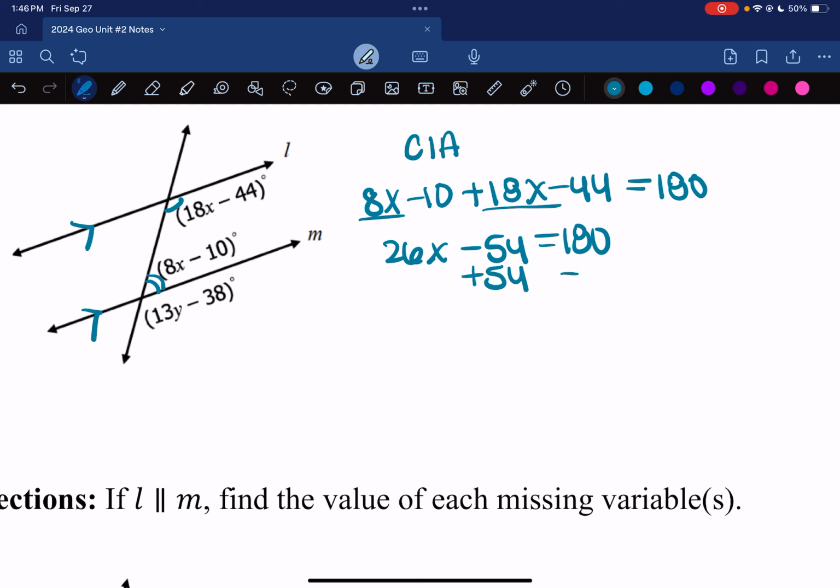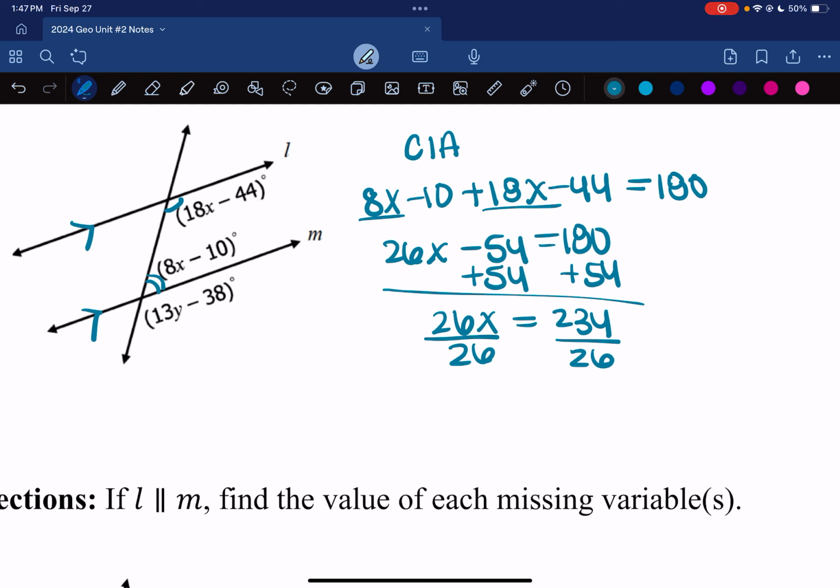Then add 54 to both sides. So we have 26x equals 180 plus 54, which is 234, divided by 26. So we have x equals 9. Now, just like the last problem, we have to be careful when we plug back in, because if we look, we have a set of congruent angles, but we also have a set of supplementary angles. So I would personally plug back in to the one that's congruent.